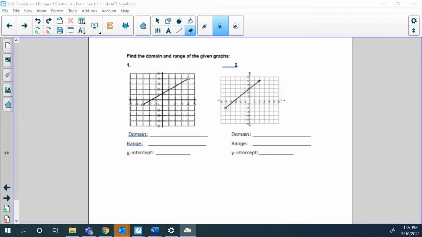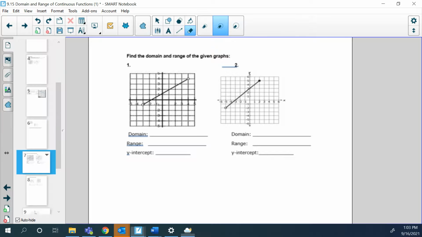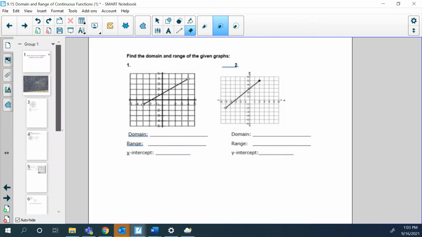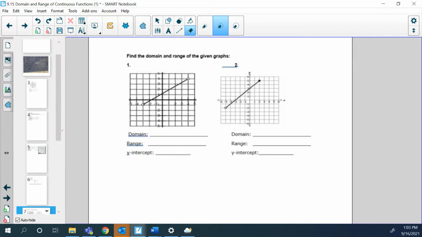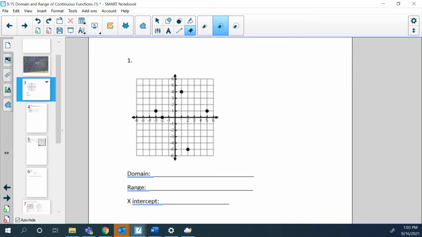All right, guys. Today's lesson is on finding domain and range for a continuous function. Let me go back to the beginning really quick. This is from yesterday. Quick review: I'll define domain and range for a discrete function.